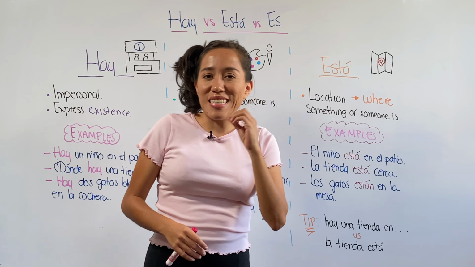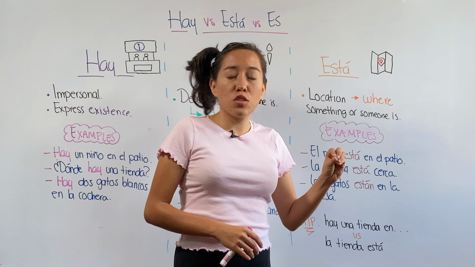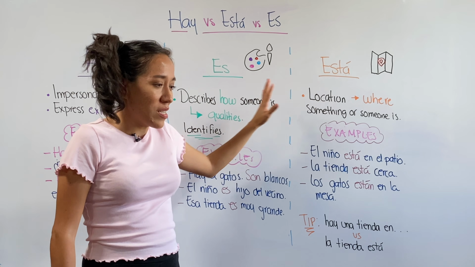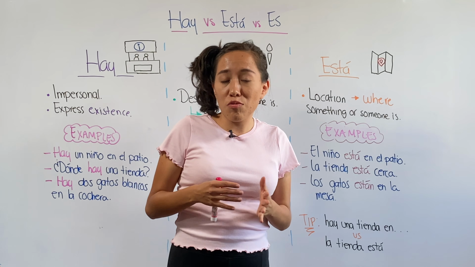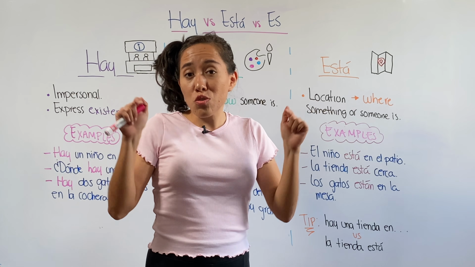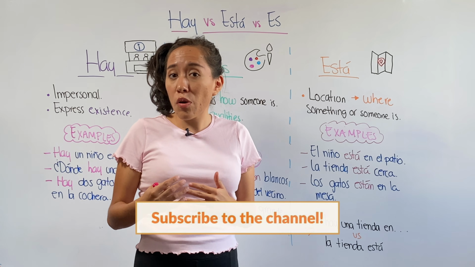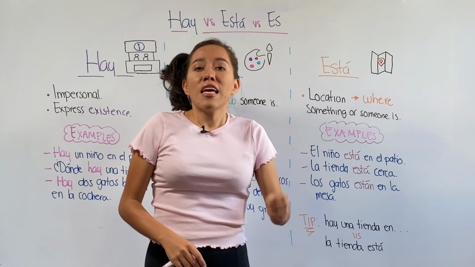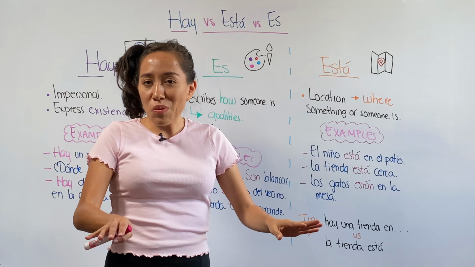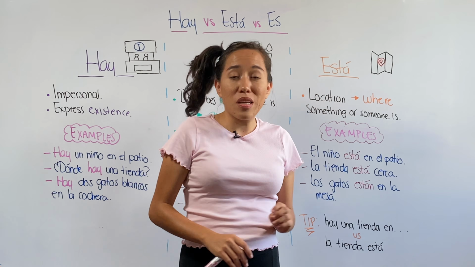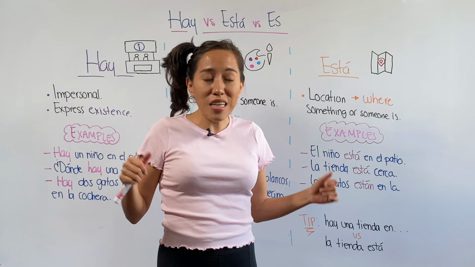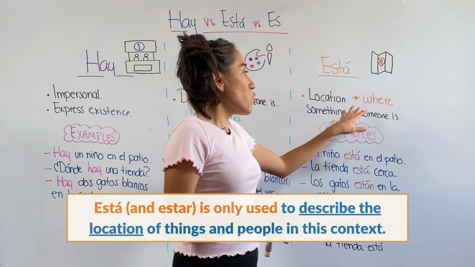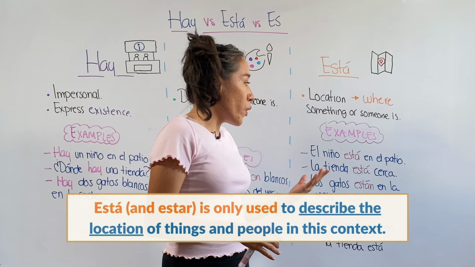What about está, the third person conjugation of estar? And careful, because I'm not going to explain the difference between ser and estar here. If you want to see that difference, I suggest you subscribe to the channel because I'm going to be uploading some videos talking specifically about these two. Back to está. Está is the simple one. I think this is the easiest one to understand in this context because we only use it to express location, to say where something or someone is.